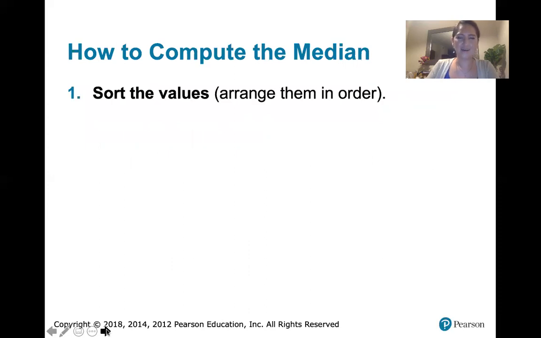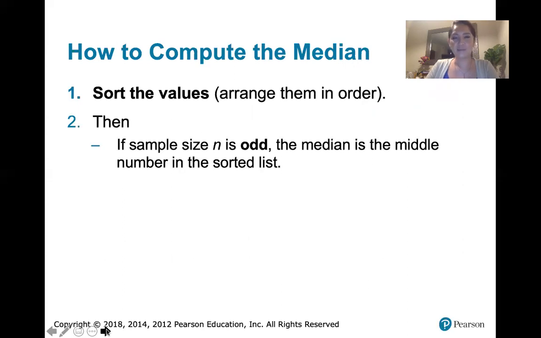Okay, so I've hinted at this. The way you compute the median is you sort the values, you arrange them in order, and then if the sample size is odd, so if there are 15 values on the list, the median would be the middle number on the list after they have been sorted. So we'd ignore the top 7 values and the bottom 7 values, and we'd look at that 8th value, which would be directly in the center of a 15-element list if the sample size n was 15.